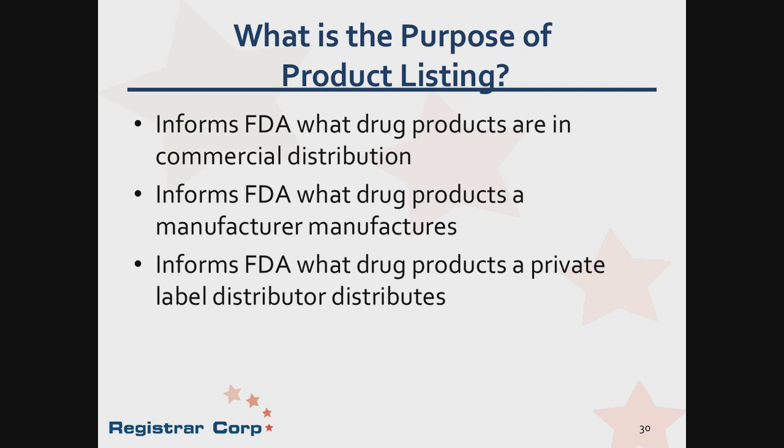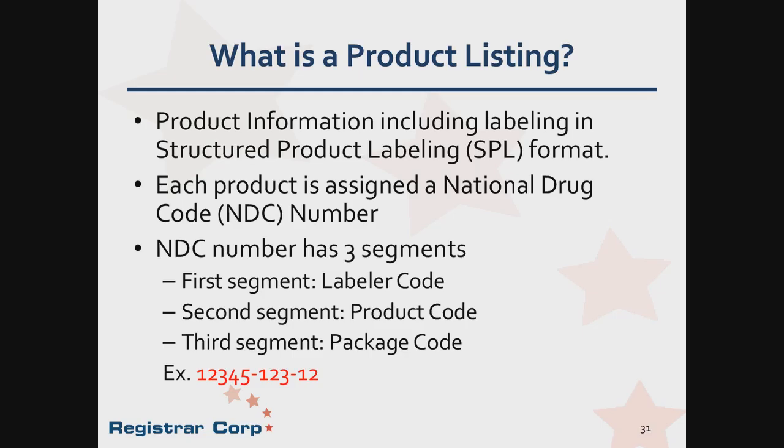This allows FDA to trace back where the product has been manufactured in the event that there is an issue. It helps FDA know what drug products are on the market and where the products are coming from. Like the establishment registration, the submission is formatted in a structured product labeling format. Every drug product must be assigned its own unique national code known as the NDC number.